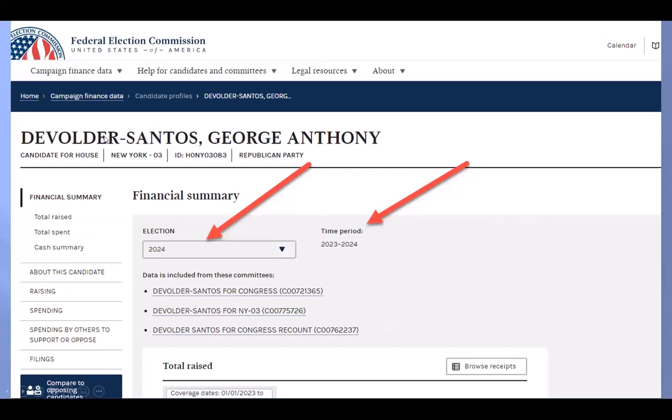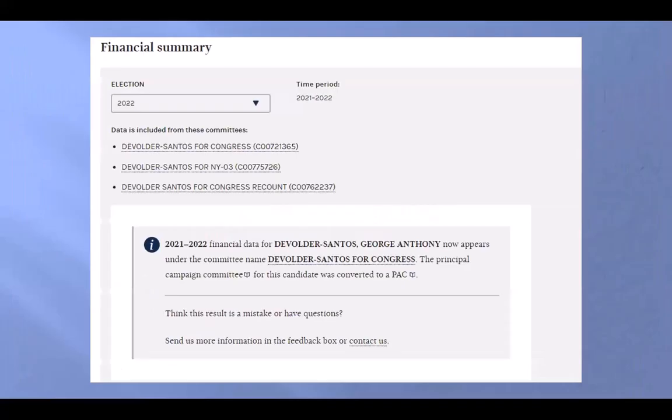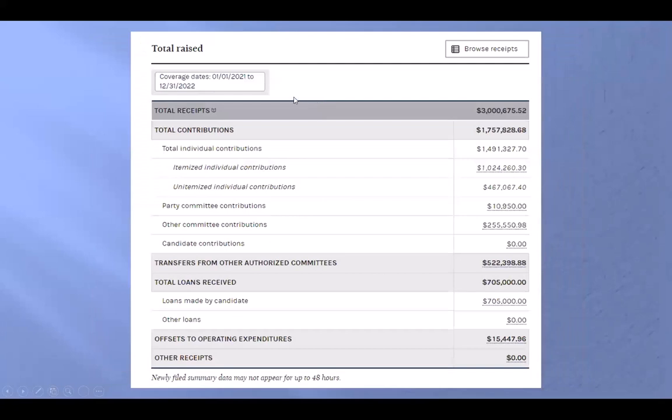Once I got into the right name, we can then change the time period. It gives you 2024 as the default. I changed it to 2022. There it is. And I saw something happen here with the Political Action Committee. Not sure what that's all about. However, I did get his financial summary for his election to Congress.